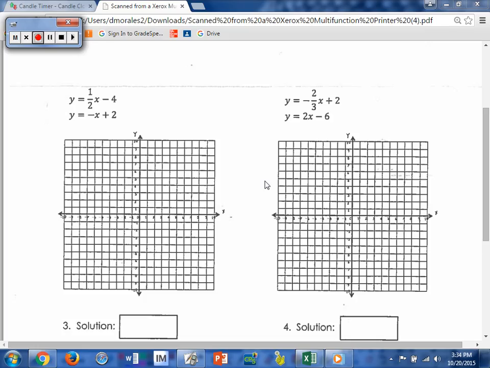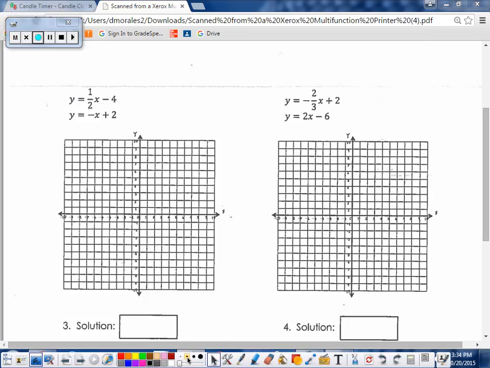Here's the trick. All our equations up here you see are in slope-intercept form, which means they are in the form of y equals mx plus b. M is our slope, and b we talked about is our y-intercept. That is probably some of the most important information you can get when you're making your lines.